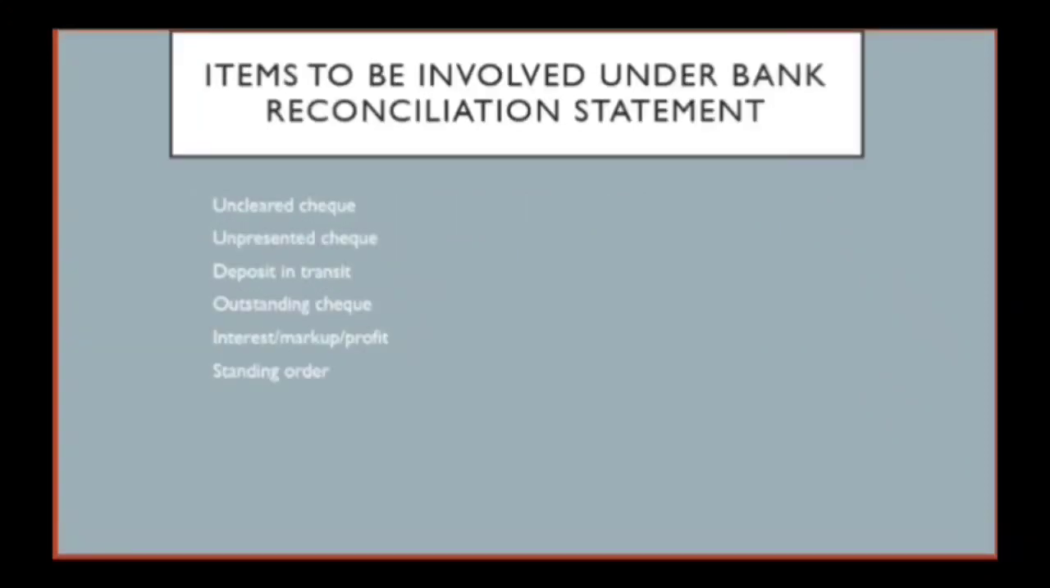Items to be included under the bank reconciliation statement: number 1, uncleared check; number 2, unpresented check; number 3, deposit in transit; number 4, outstanding check; number 5, interest, markup or profit; and the last one is standing order. Now let us discuss the treatment in the bank reconciliation statement of all these items.